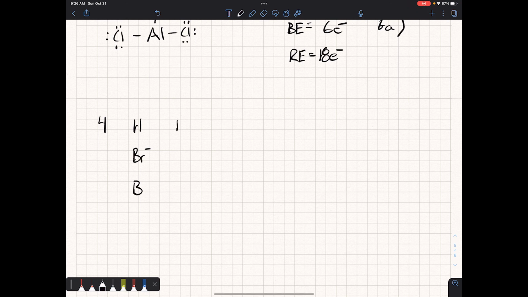So hydrogen, just look at the periodic table, has 1. Bromide is going to have 7 electrons, plus 1 more electron for its charge. So it'll be 1, 2, 3, 4, 5, 6, 7, 8, because this equals 8 electrons. And then boron, we can use its position on the periodic table to figure out how many electrons it has. So it has 3 valence electrons. And that would be the appropriate Lewis structure.